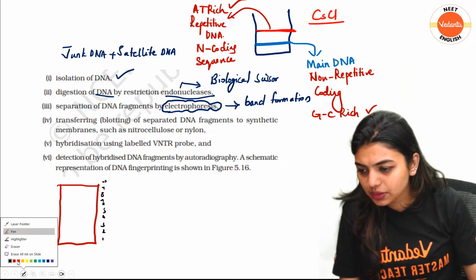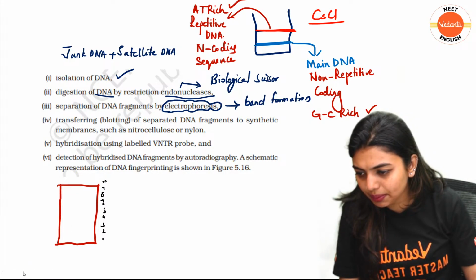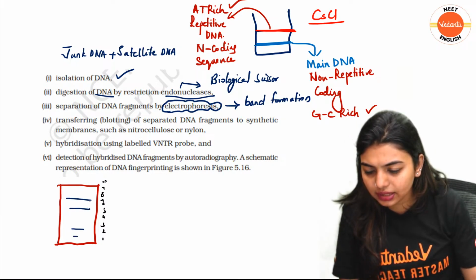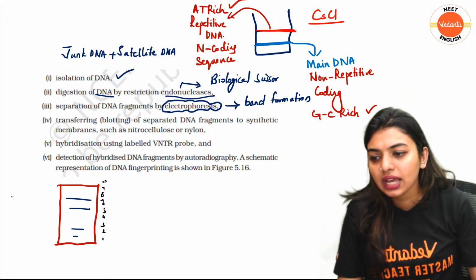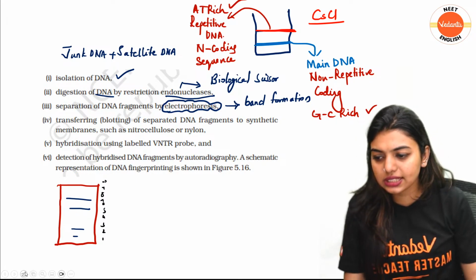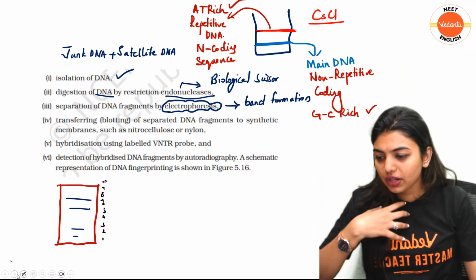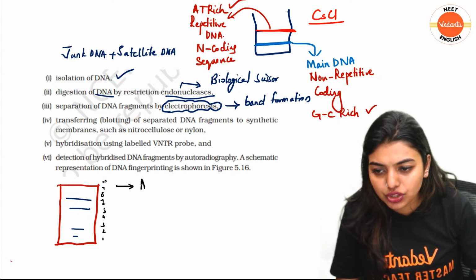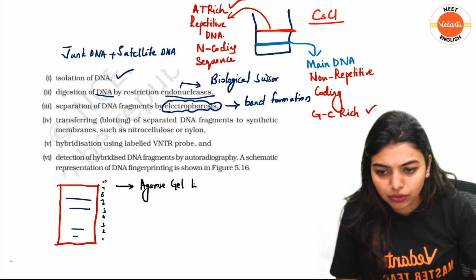Now what will happen as we run this? As we run this, depending upon the gradient, some will settle here, some will settle here, some will settle here. Like this, it will keep moving. This is your gel electrophoresis. This is the formation of bands. Yes, this will be run on an agarose gel plate. Agarose gel electrophoresis.